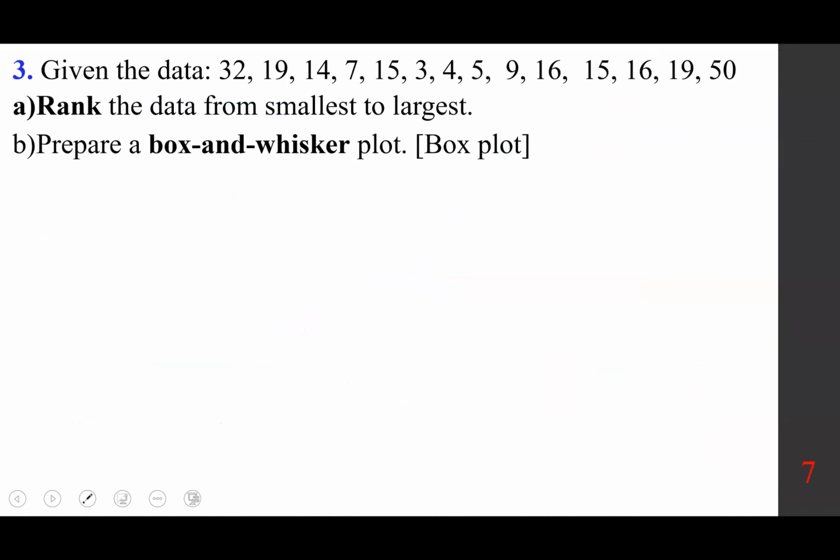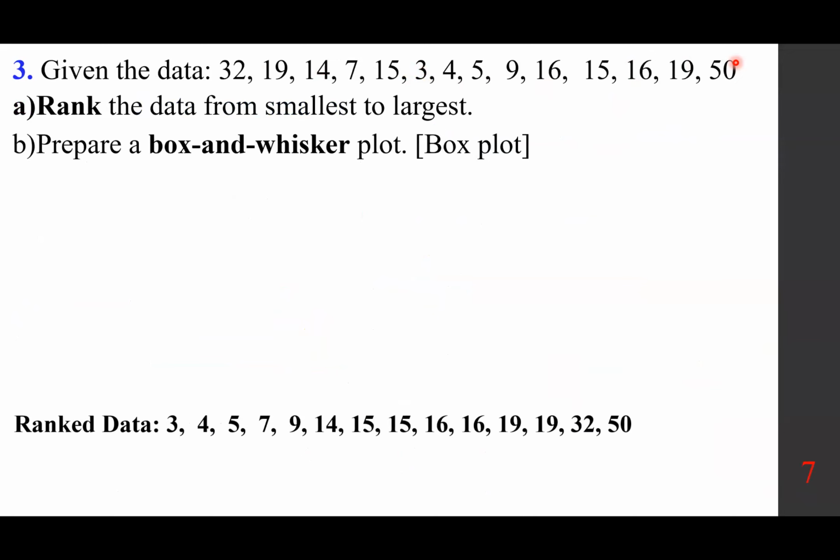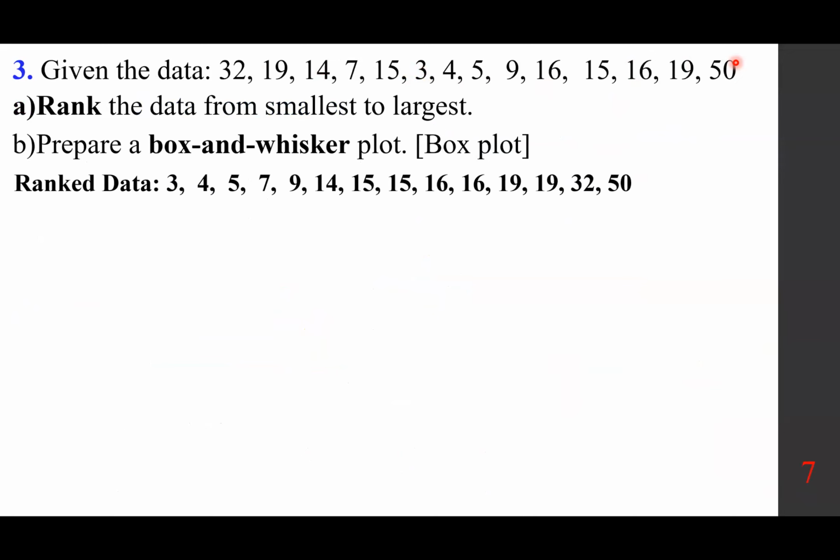Given the data, rank it from smallest to largest. Very straightforward. Obviously, 3 is the smallest number, 50 is the largest number. So you rank. We want to come up with the box and whisker plot. We need 5 measures. Minimum, maximum, we got them. We want Q1, Q2, Q3. And there are different ways of approaching them, and I'm going to explain that.